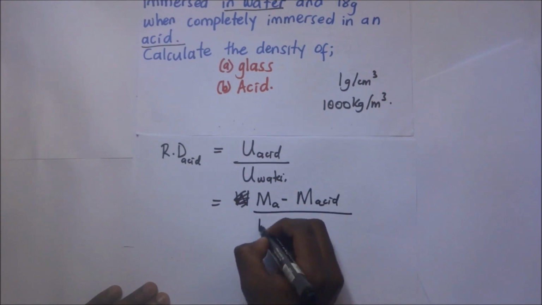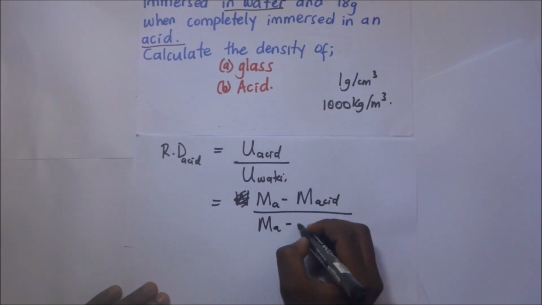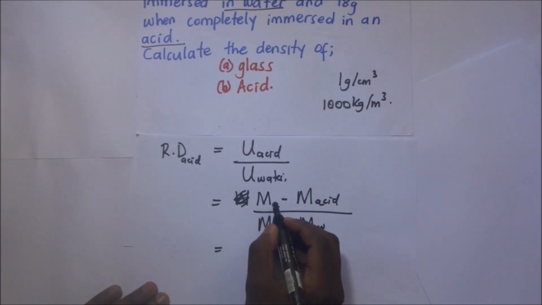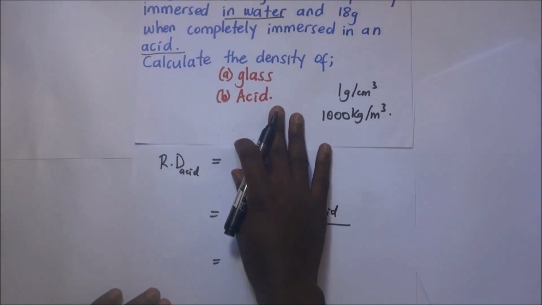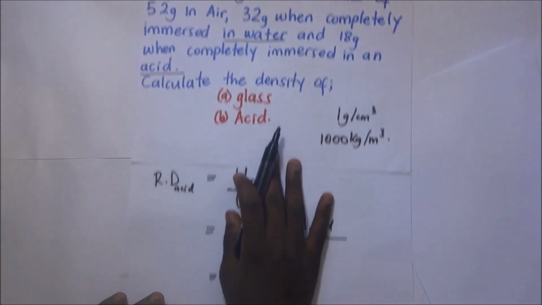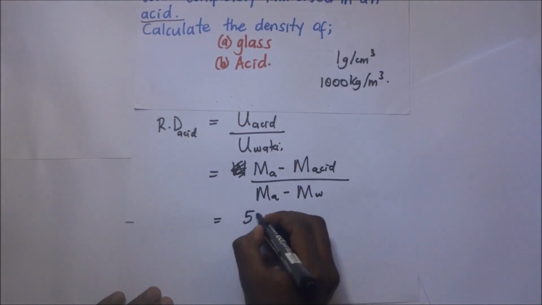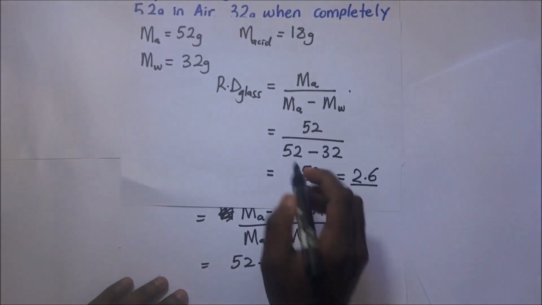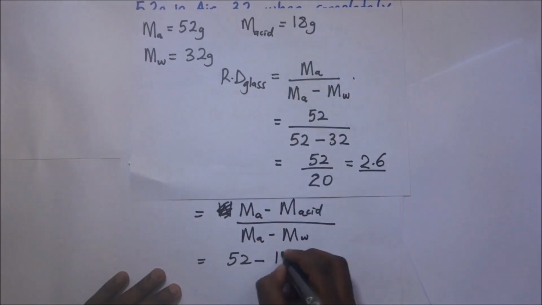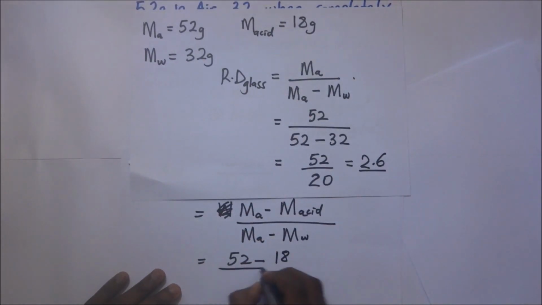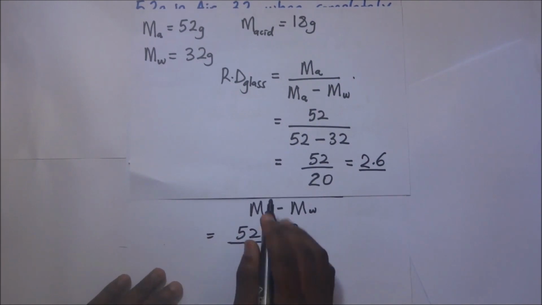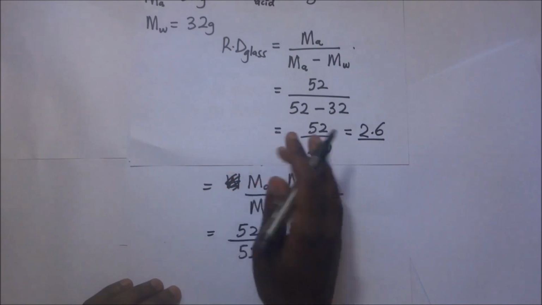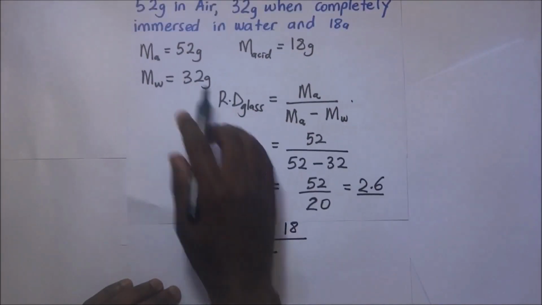Divide that by the mass when it was in air minus the mass when it was in water. So the mass when it was in air from our question is 52 grams. So it's going to become 52 grams minus the mass when it was in the acid, which is 18. So it's 52 minus 18, divided by the mass when it was in air, which is still 52, minus the mass when it was in water, which is 32 grams.